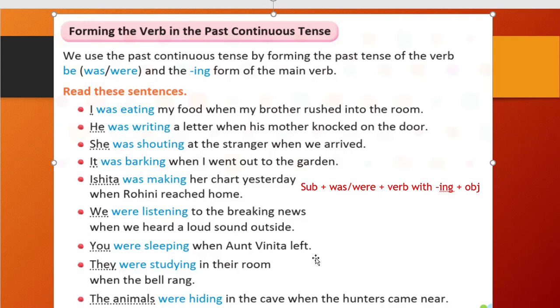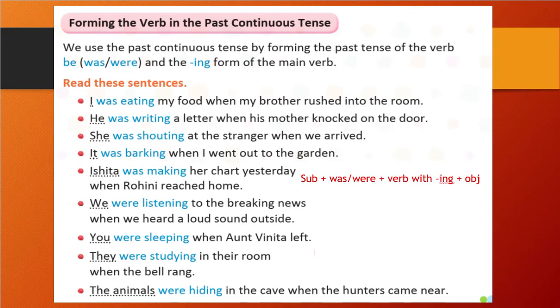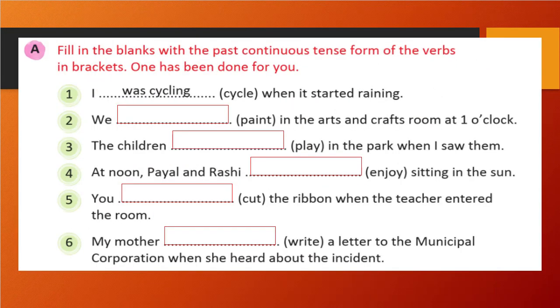So here you know the use of was and were, when we need to use was and when we need to use were, right? And we just need to add the ing verb at the end after was and were, after the be verb. It is very easy. So let's see some exercises. Okay, what we need to do in exercise A is fill in the blank with the past continuous tense form of the verbs in brackets. We need to write the past continuous form of the verb.